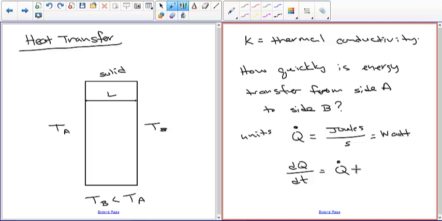It turns out that the rate of energy transfer is equal to K, this thermal conductivity, times the area, the surface area, not the area here, but the surface area of the two sides of this body, times T sub A minus T sub B, divided by L.